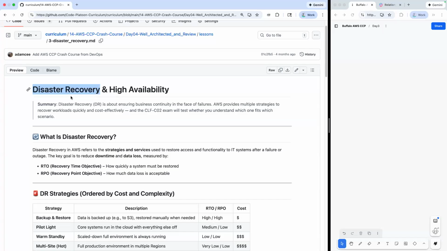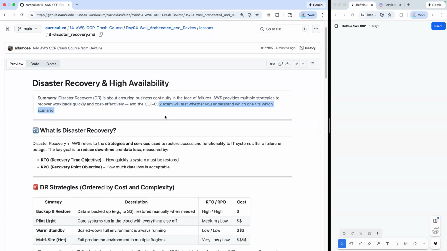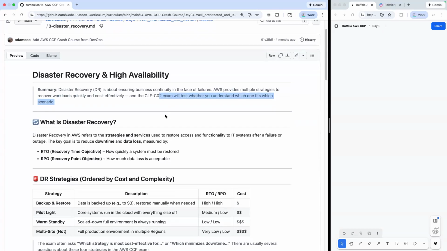The power goes out for a whole state or a whole city, or someone screws up a config and a huge service drops and breaks stuff, and high availability. Everyone all over the world can stream movies over Netflix. So disaster recovery is about ensuring business continuity in the face of failures from whatever source. AWS provides a bunch of strategies to help with this, both quickly and cost effectively. And the exam is going to test these disaster recovery strategies because some are cheap and some are expensive.